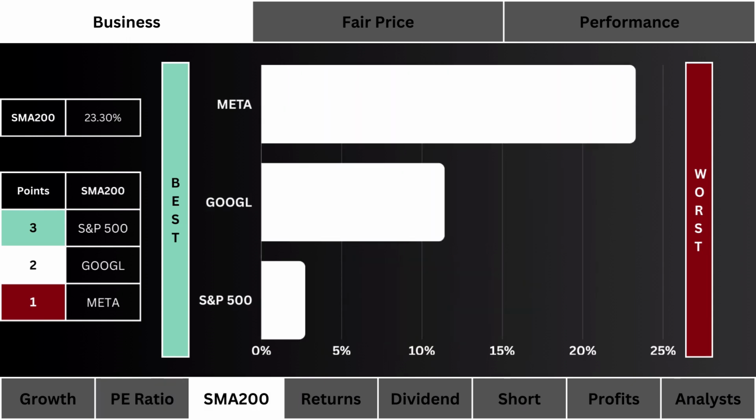Let's look at the 200-day moving average. Which stock is trading lower than its 200-day the most? The further negative the stock's price is trading compared to its 200-day, the more of a bargain we have.